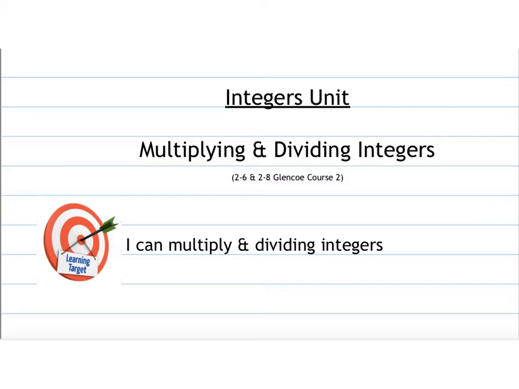Hello, 6th graders. We are in Unit 6, our integers unit. Our lesson today is on multiplying and dividing integers. Our learning target: I can multiply and divide integers.